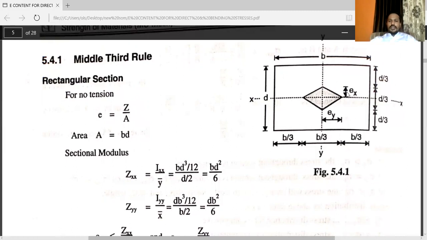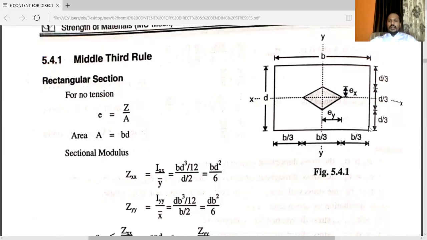So you can see this is Ex, this one is Ey. That is d by 3, d by 3, d by 3. You can see this distance is base, this distance is depth. So b by 3, b by 3, and this one is b by 3. So e is equal to Z by A. So the area is equal to B into D.